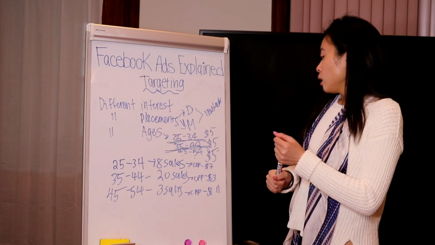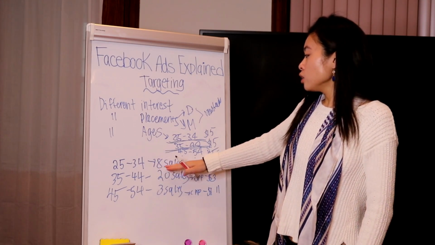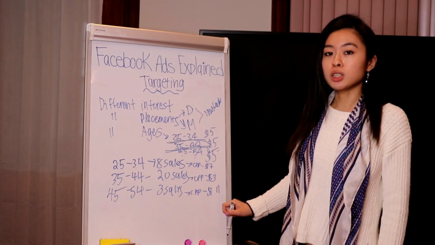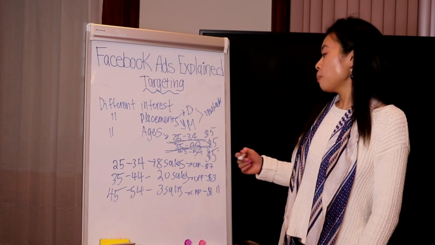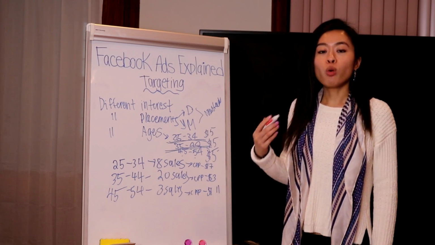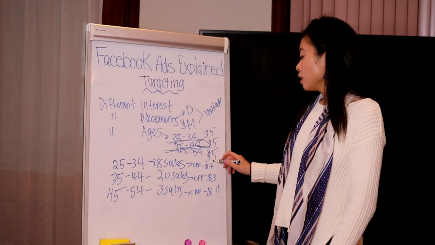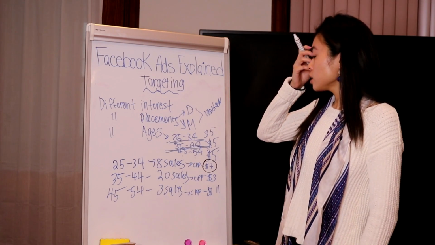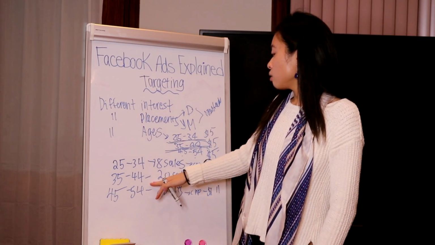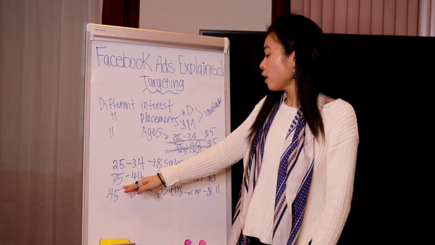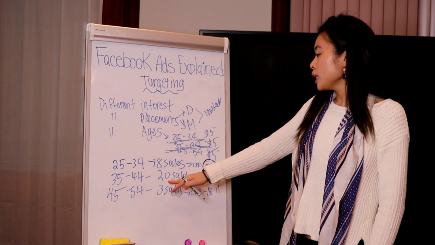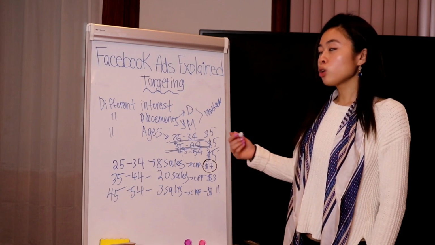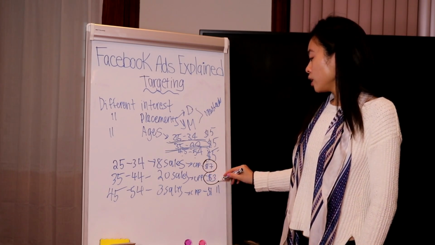And if you got 8 sales from the 25 to 34 age group, your cost per purchase, how much you're paying for every customer you acquire, is $7, because you made 8 sales. And let's say, for example, for people in the 35 to 44 age group, you made 20 sales. So when you calculate and look inside the Facebook metrics, your cost per purchase is $3.